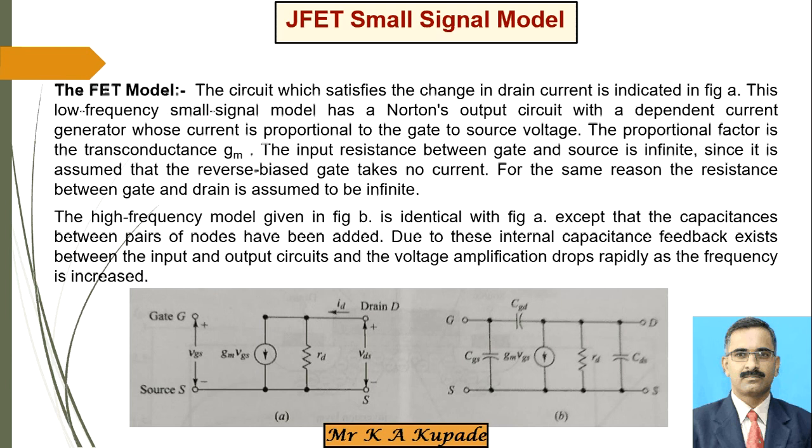Here is the transconductance model. The input resistance between the gate and source is infinite. Why? Because that particular gate junction is reverse biased, and it is assumed that a reverse-biased gate takes no current, right? The gate-source junction is a reverse bias one.